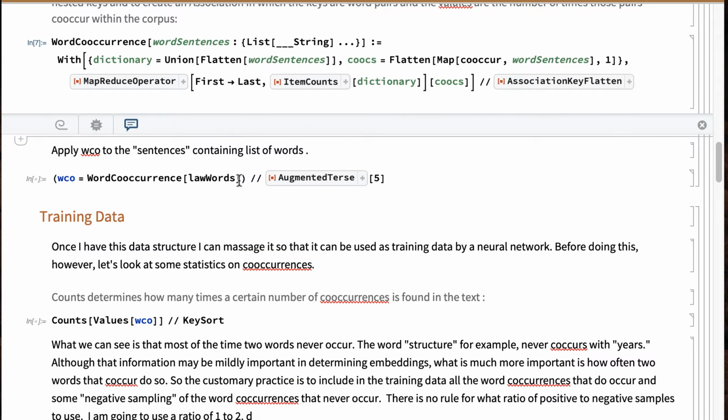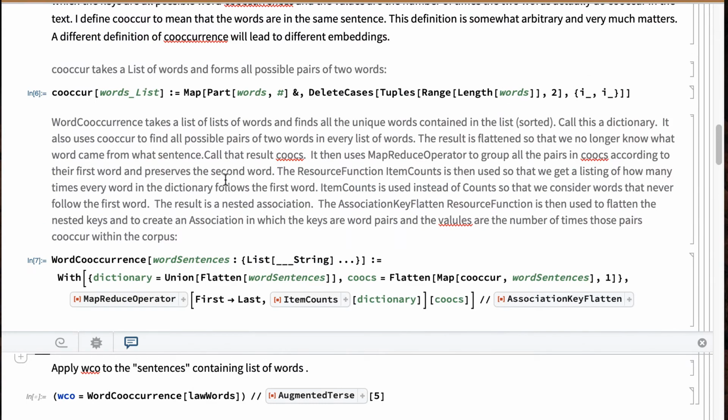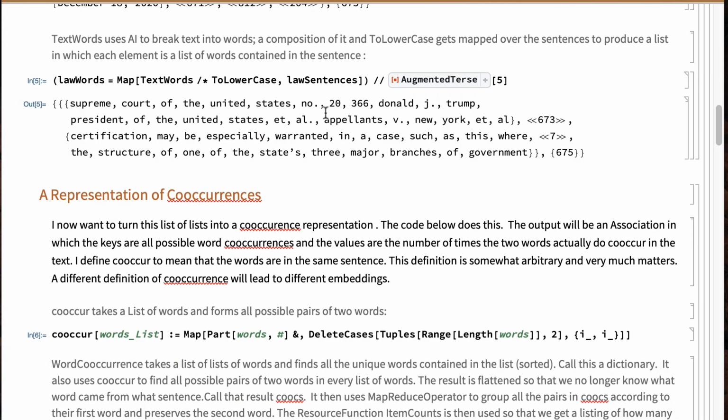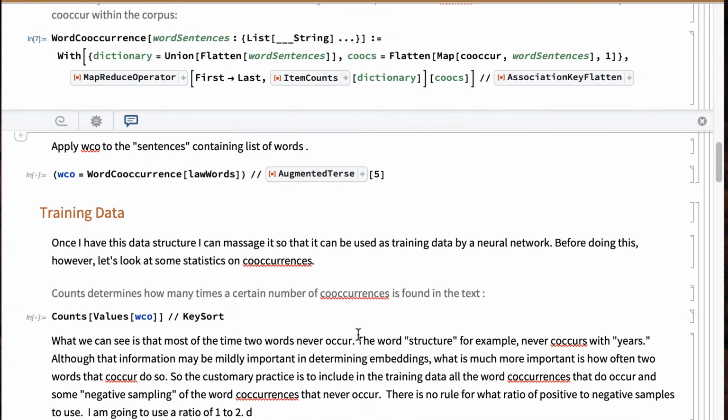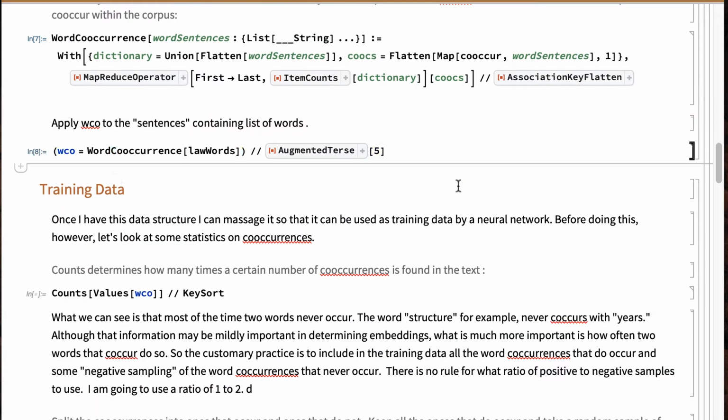All right, let's actually run this on the law words. The law words are all of these words divvied up into sentences that we found in those Supreme Court opinions, and we'll call it WCO. It's going to take a moment to do this. It's not the world's simplest thing, but in just a moment, I'm going to pause and we'll come back.